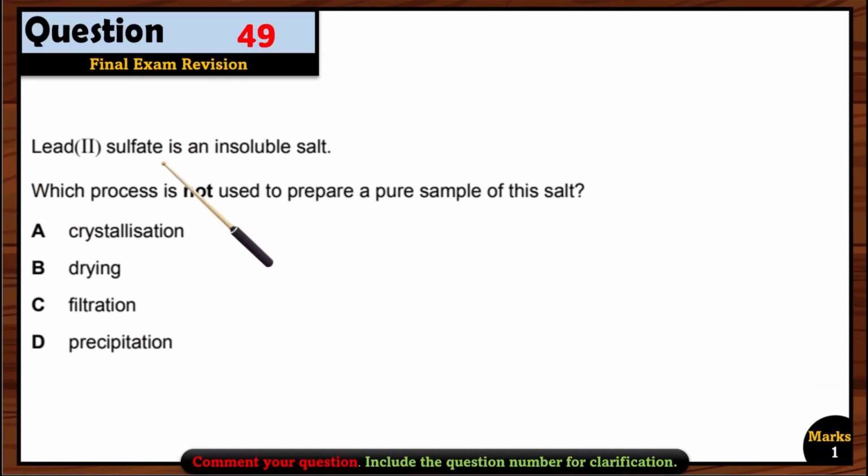Question 49. Lead sulfate is an insoluble salt. Which process is not used to prepare a pure sample of this salt? Okay. Again, we cannot use the crystallization method. Why not? Because it is only used for the soluble salt or the soluble product. So we cannot use the crystallization method. Drying, filtration, precipitation are the right options. Okay. So A cannot be used.